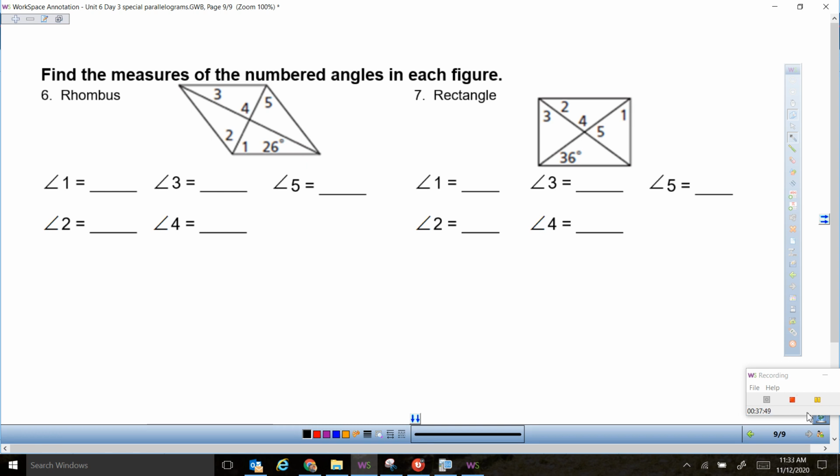Okay, line 2, find the measures of the numbered angles in each figure. And number 6, they tell us it is a rhombus. So a rhombus, what do I know about the diagonals in a rhombus? They bisect the opposite angles, they bisect each other, and one more thing for a rhombus. They are perpendicular, so that means angle 4 is what angle? 90 degrees, so angle 4 is 90 degrees.